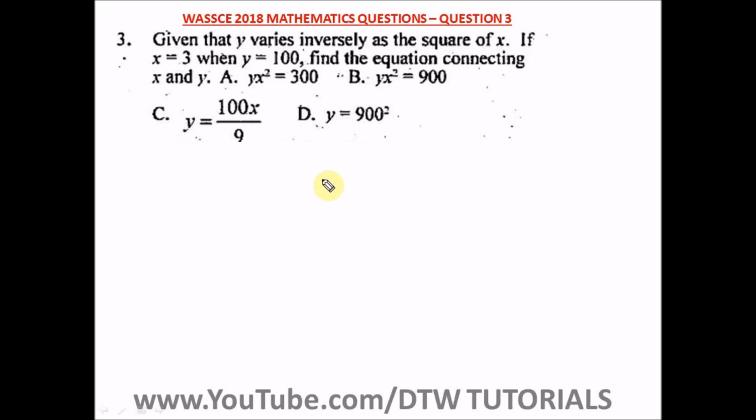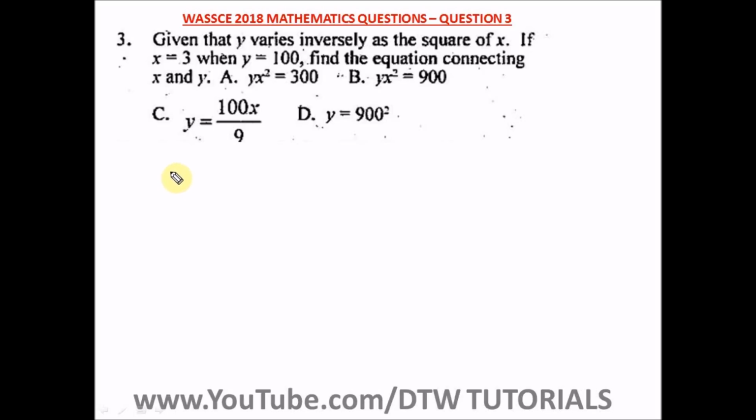Question 3 of the WASSCE 2018 Mathematics Past Question, that's your WAEC 2018 exams. It says, given that y varies inversely as the square of x. Let's write this down. This is variation. If you've forgotten your variation, you can check the DTW channel. There's a video on introduction of variation and also past question solve.